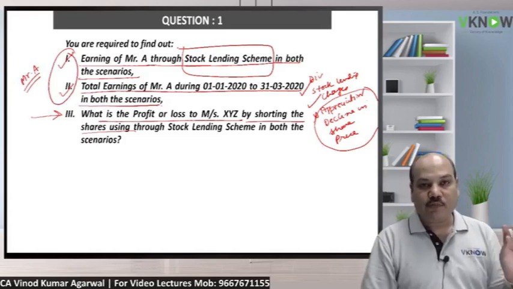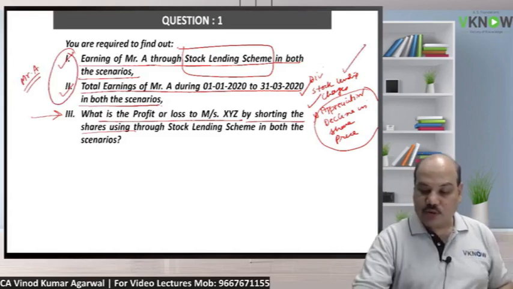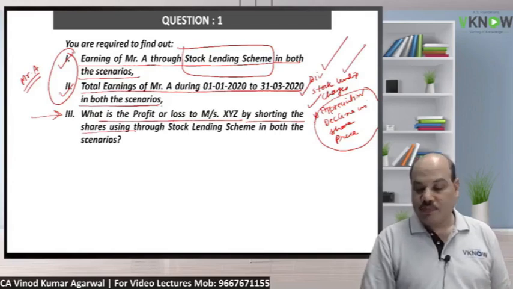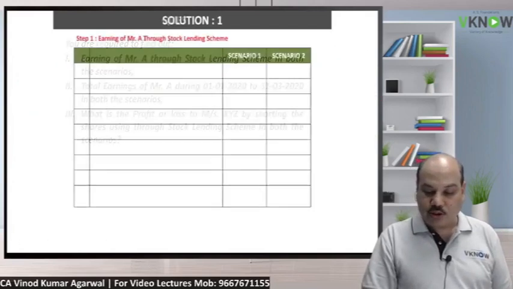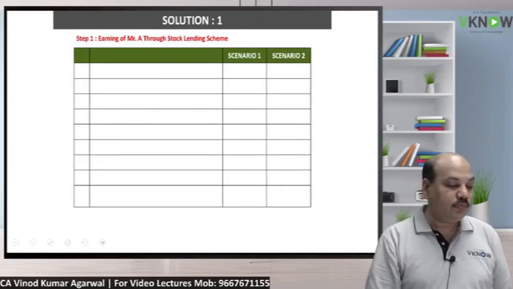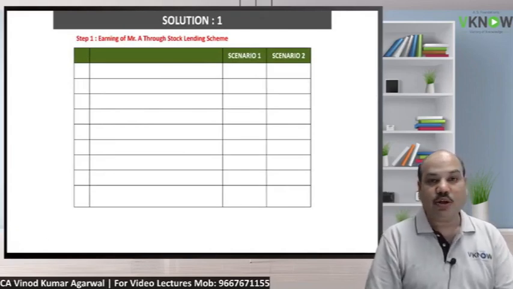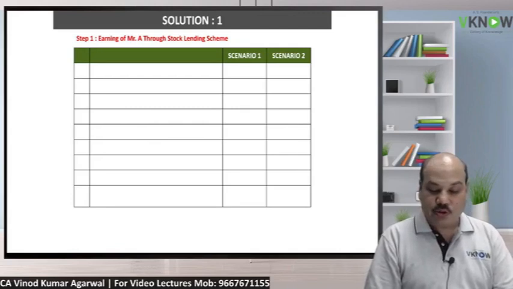I have to find first stock lending charge, dividend. That will give you total earning, right? So those who are interested, write down in the notebook. Others can check the answer in the RTP May 2022. This was question number 1.